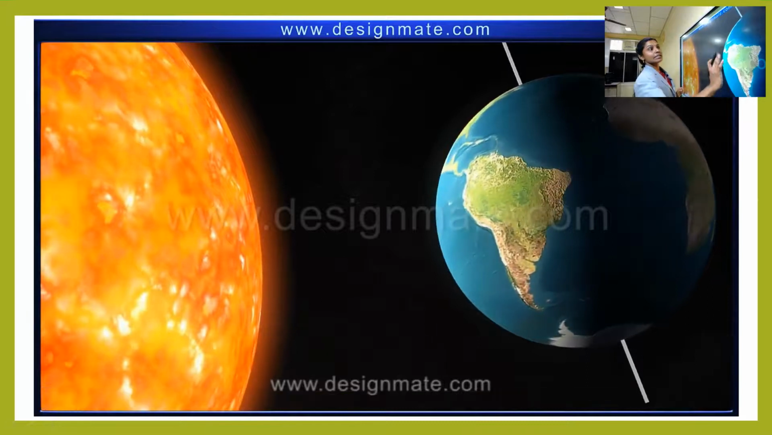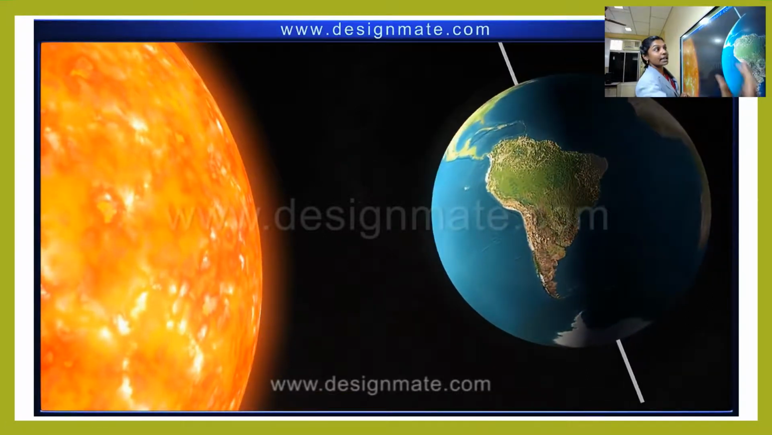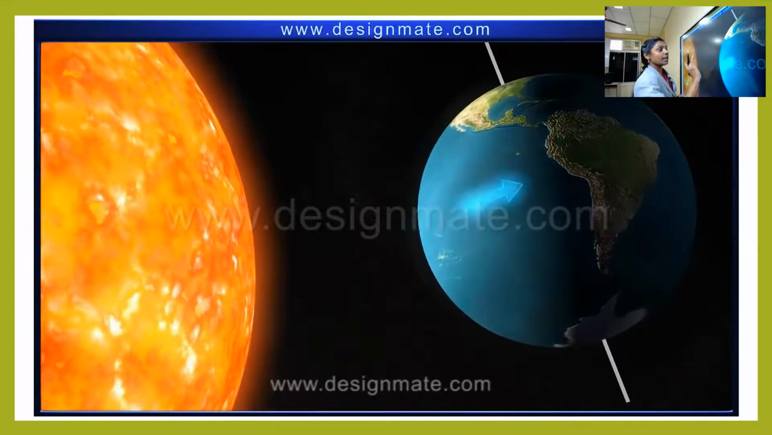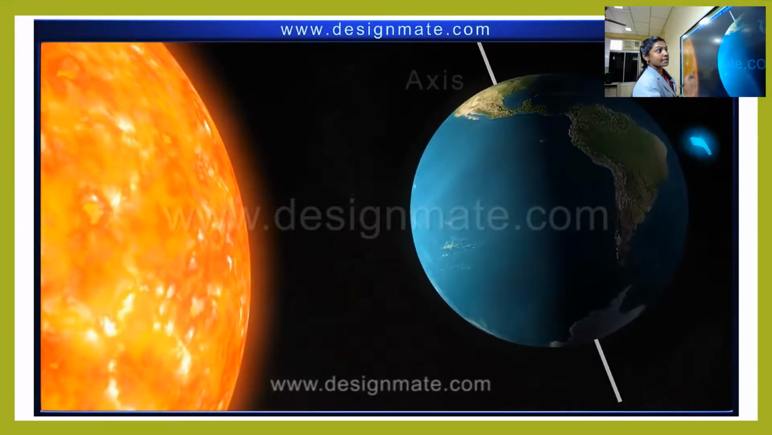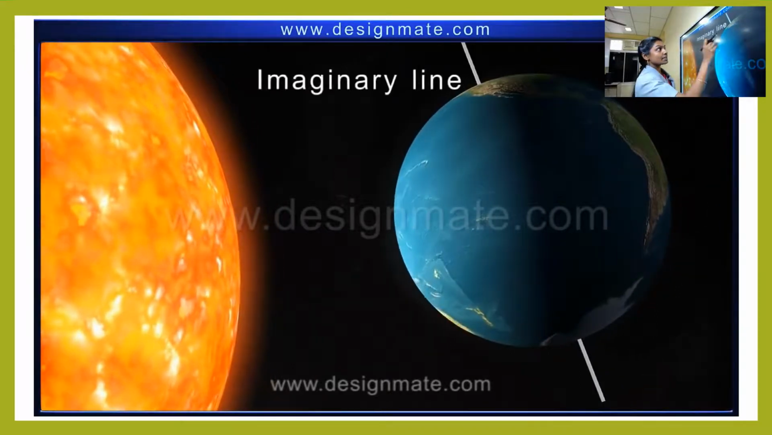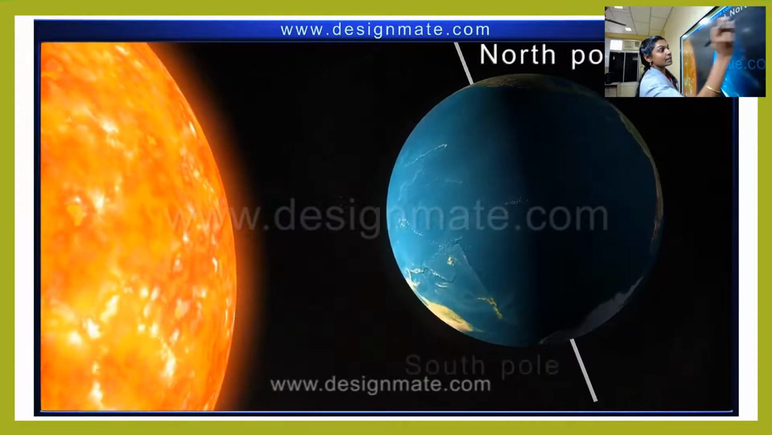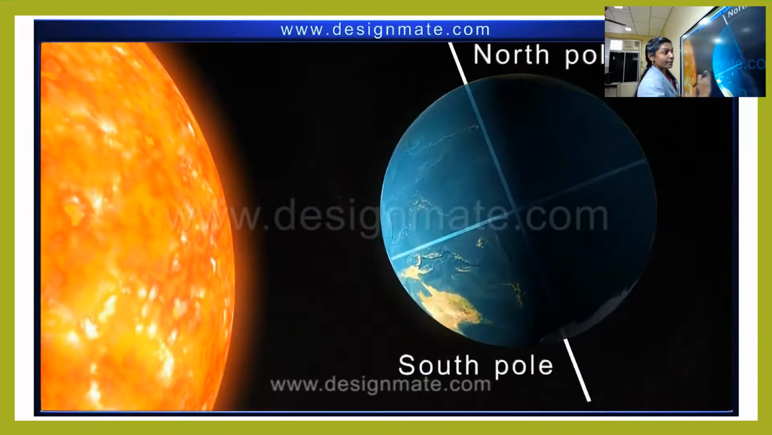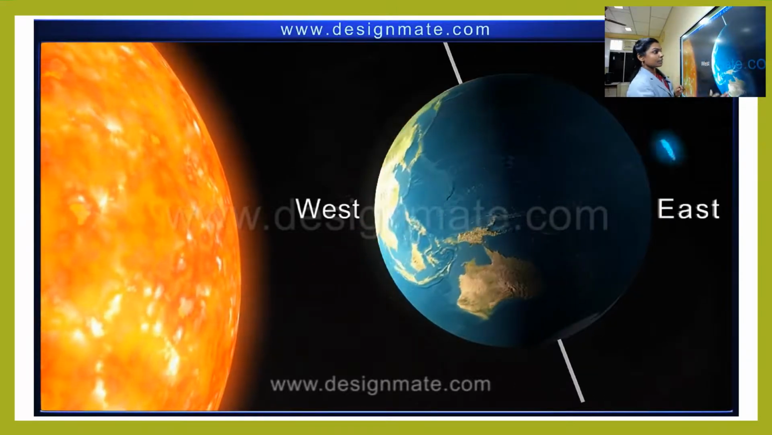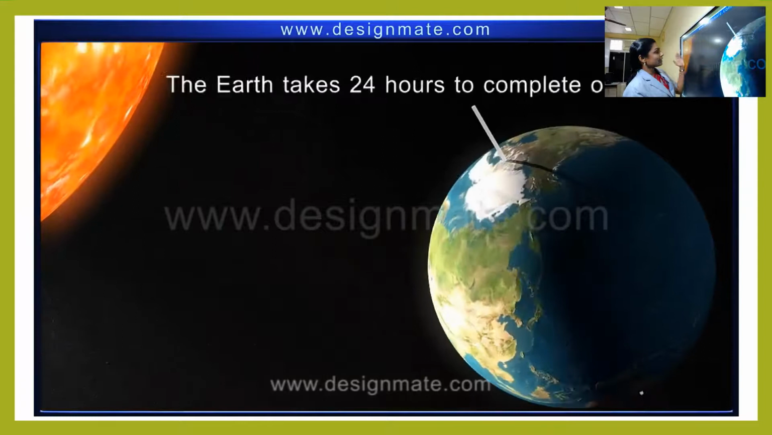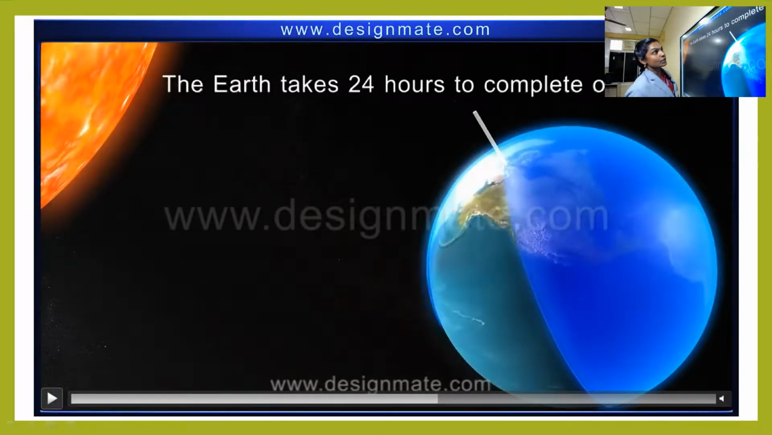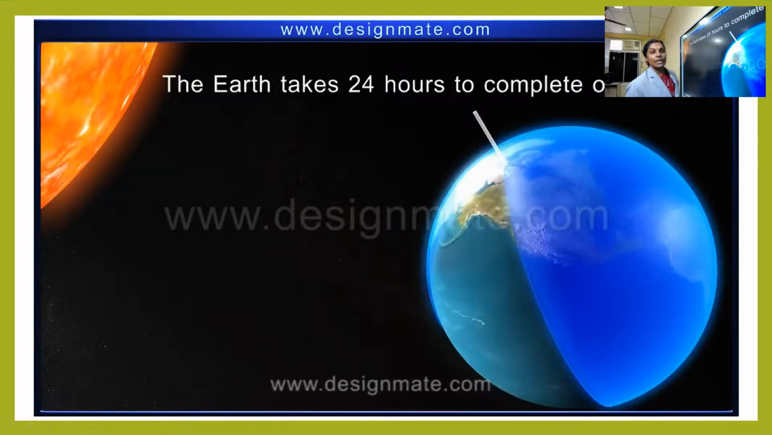So there's another video. Here you can see the earth is slowly spinning on its axis. This is the axis. It is an imaginary line, and our earth is rotating from west to east. Okay, so this is the axis. It is an imaginary line and it is rotating from west to east. And this part is facing the sun.